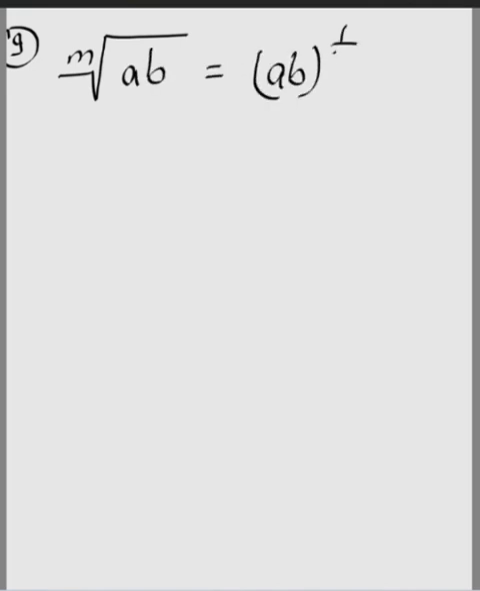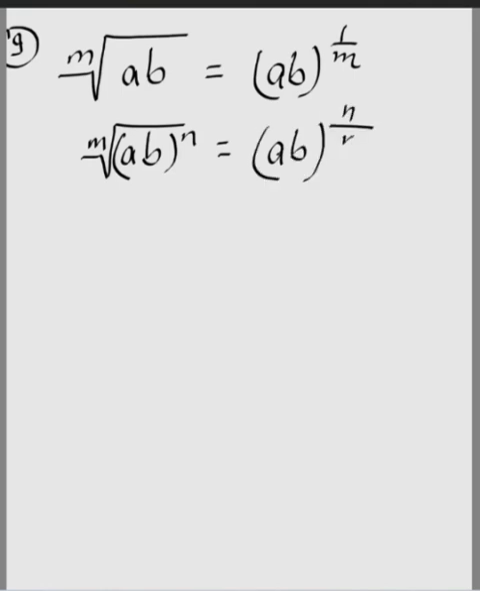Let's go to the ninth. The opposite, this way, m root a power b. If this is the condition, then what we'll write is a power b by m, or if it is a power n, then we'll write a power n by m. This is the formula. Okay, this is all about the formulas of indices.